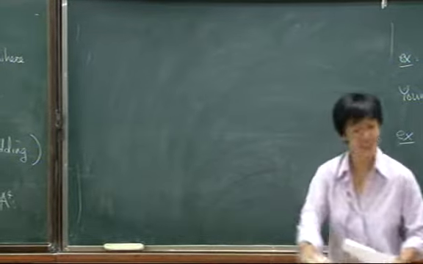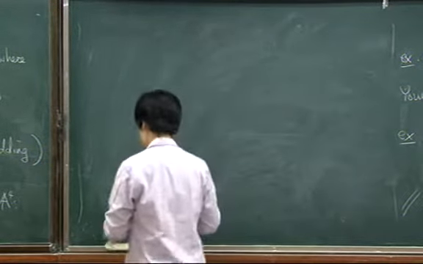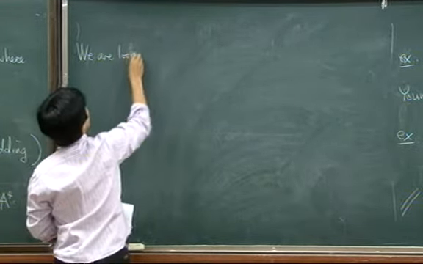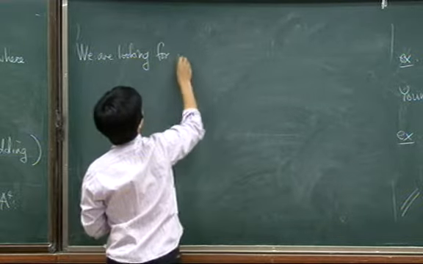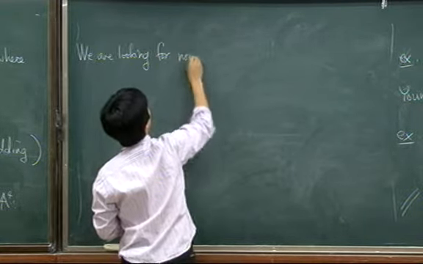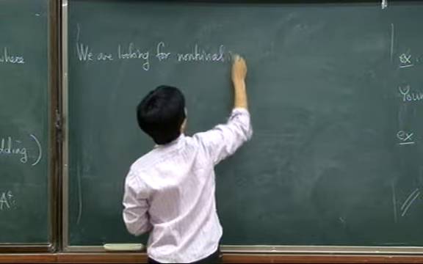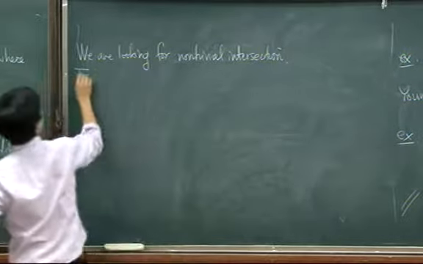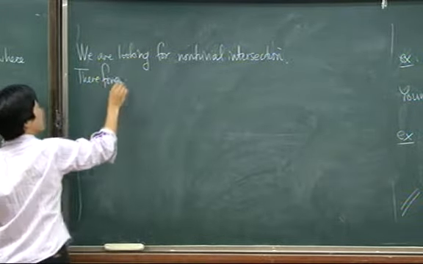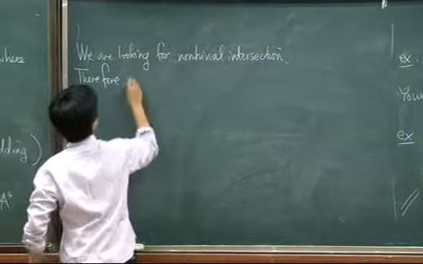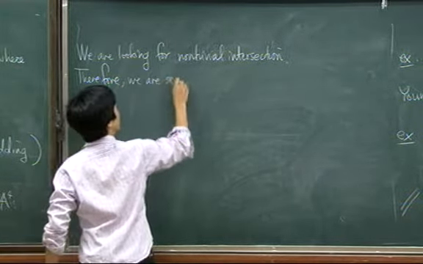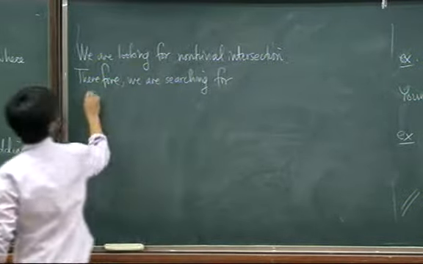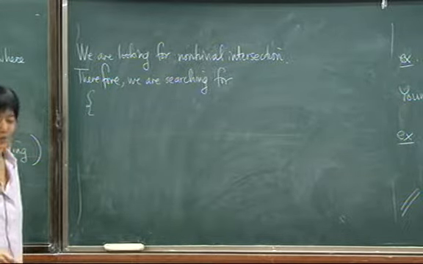So we're looking for non-trivial intersections, yeah? That's the point. Okay, so we are looking for intersection, non-trivial intersection. So, to answer our enumerative question, here's what we're looking for, yeah? We are searching for, well, let's see. So how many lines intersect four given lines?